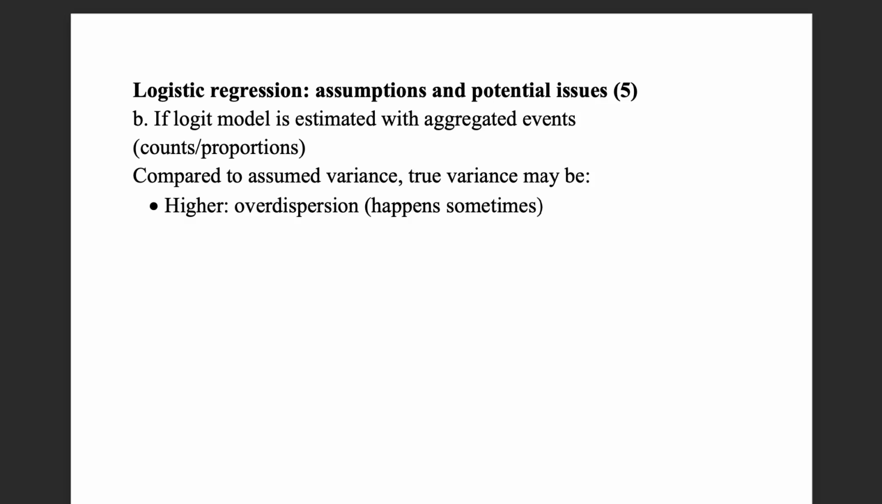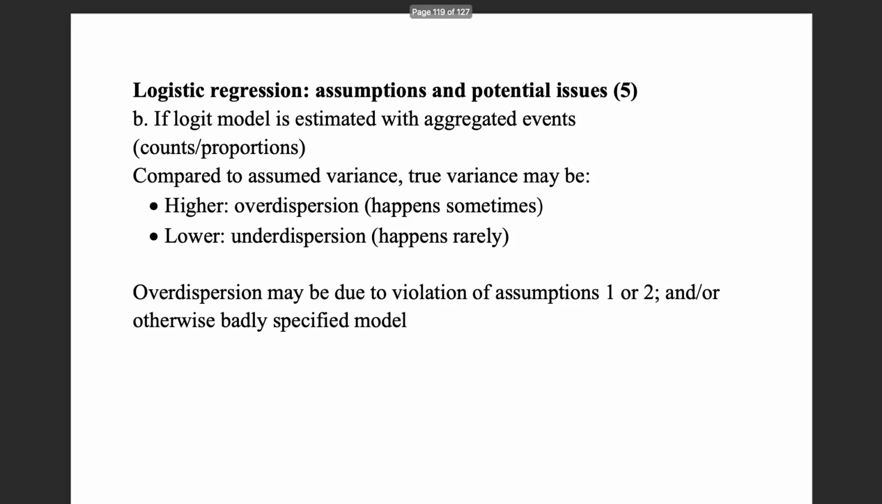So dispersion is just a different word for spread or variation, and over means more. So in other words, sometimes you might have more variation going on than you would assume based on the model. And sometimes the reverse might happen, that you have actually less variation going on in those proportions or counts across your cases than you would assume based on a logit model. Over-dispersion is more common. Under-dispersion, so if you have less variation than you would assume, is not very common to find. So what is the issue then?